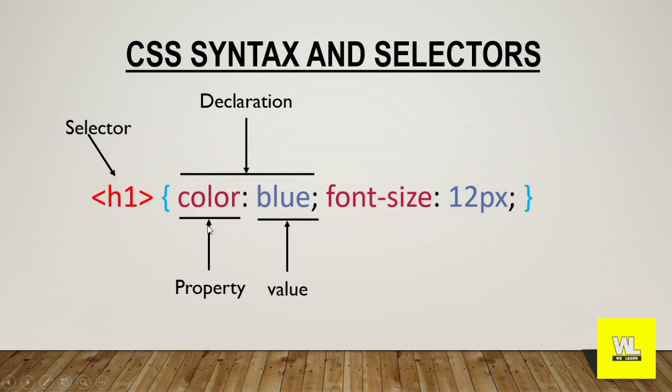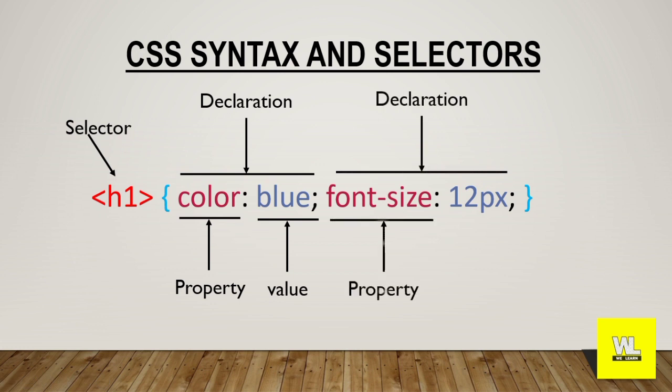So we have this declaration block here. That means we are styling the H1 element, we are changing the color, and we have another declaration changing the same selector, the H1. We are changing the font size. The font size is the property, and the value is 12 pixels.